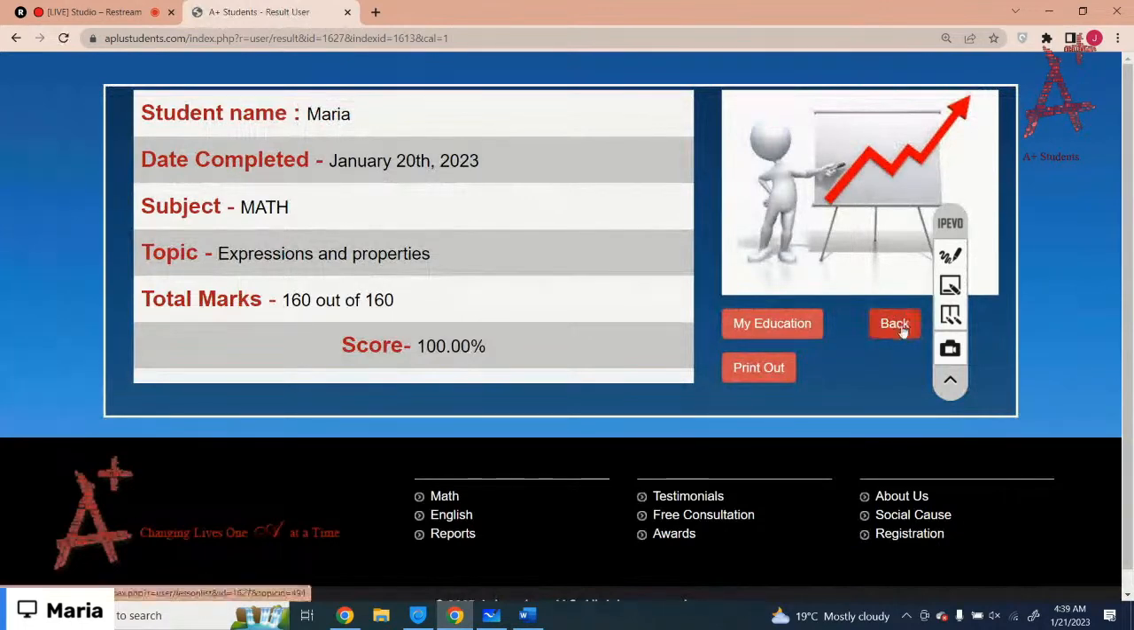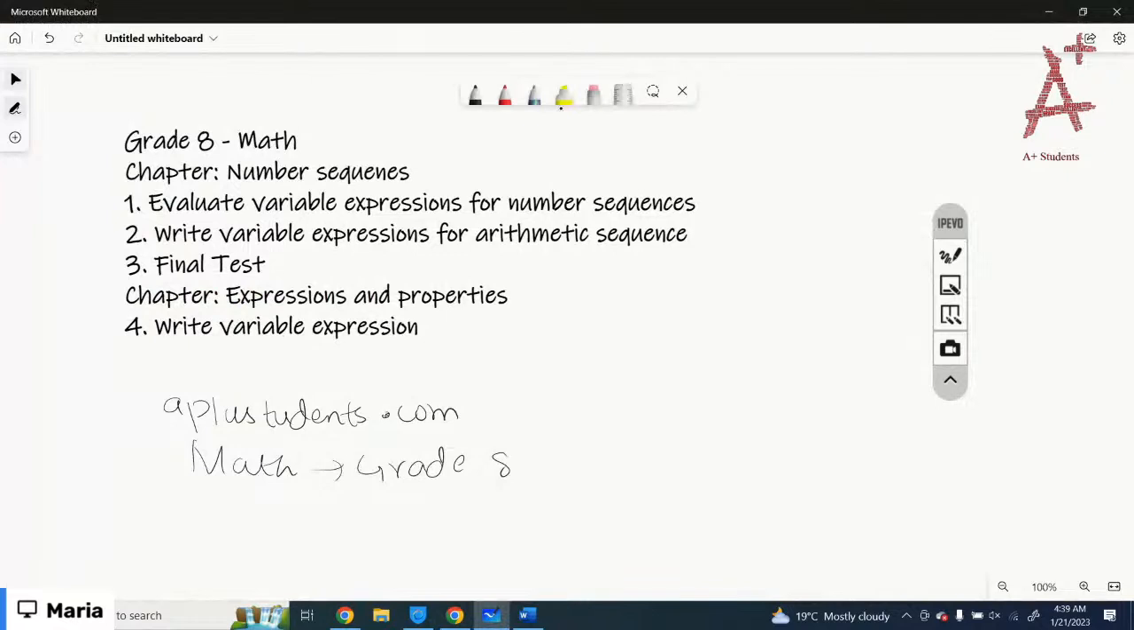Okay, we are done with the test. So here is the list of what we've covered today. We're working on the chapter number sequences, and the lessons we did are evaluate variable expressions for number sequences, write variable expressions for arithmetic sequences, and the final test. Then we'll start the new chapter, that is expressions and properties, and the lesson we have to cover is write variable expressions. Got it? If you have any questions, you can ask. I'm here to answer all your questions if you have any.